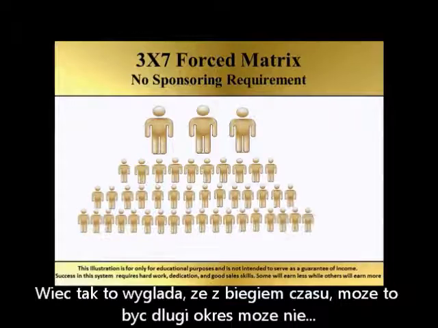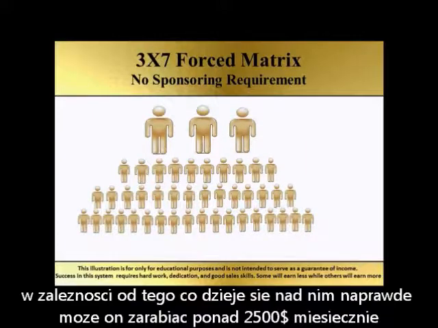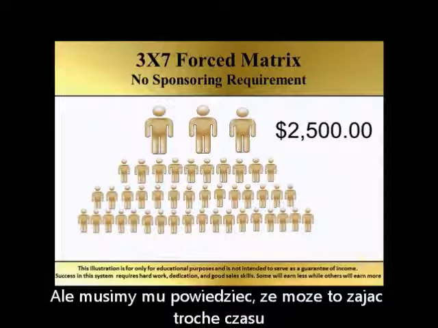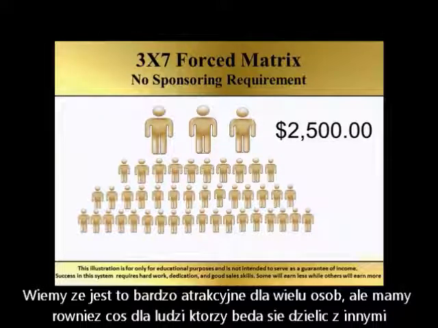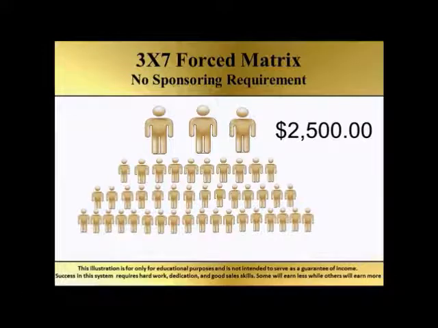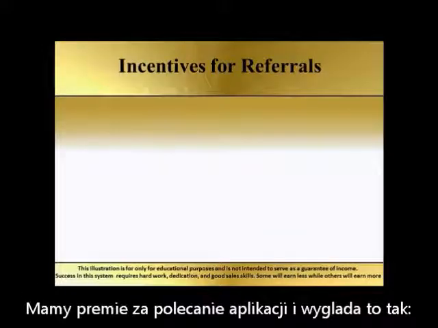And so that's how it is that over a period of time, and it could be a long period of time, it could be a short period of time, just depending on what kind of activity is happening above him, that he can realistically make an extra $2,500 a month. But once again, we need to let Bob know that it's going to take some time. Now, we know that that's really attractive to a lot of people, especially people who aren't gifted with sharing with people. But you see, we've also put something in place to make it really attractive to share it with other people, and we have incentives for referrals.